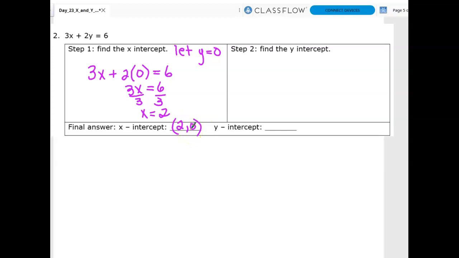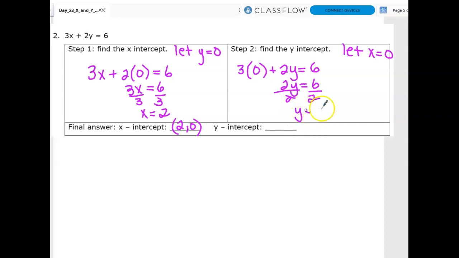To find the y-intercept, we're going to let our x be 0. 3 times 0 plus 2y would be equal to 6, or just 2y would be equal to 6. We divide both sides by 2, and our y is 3. So in this case, our x is 0 and our y is 3.